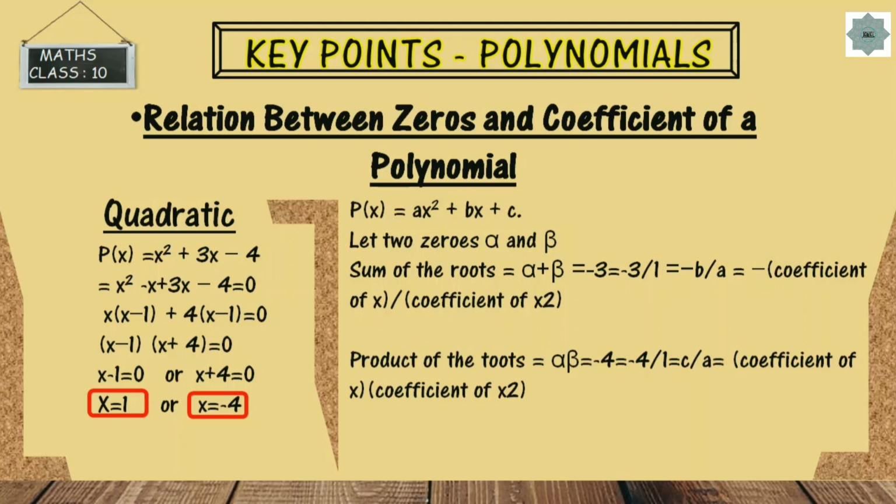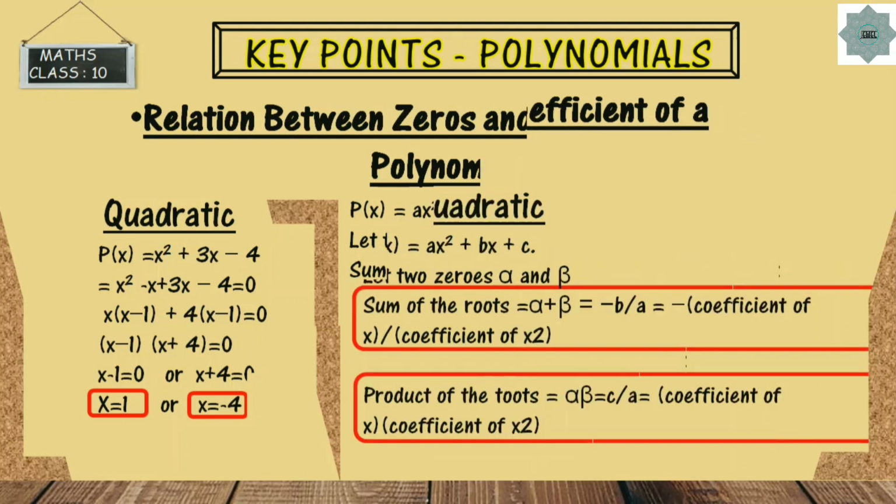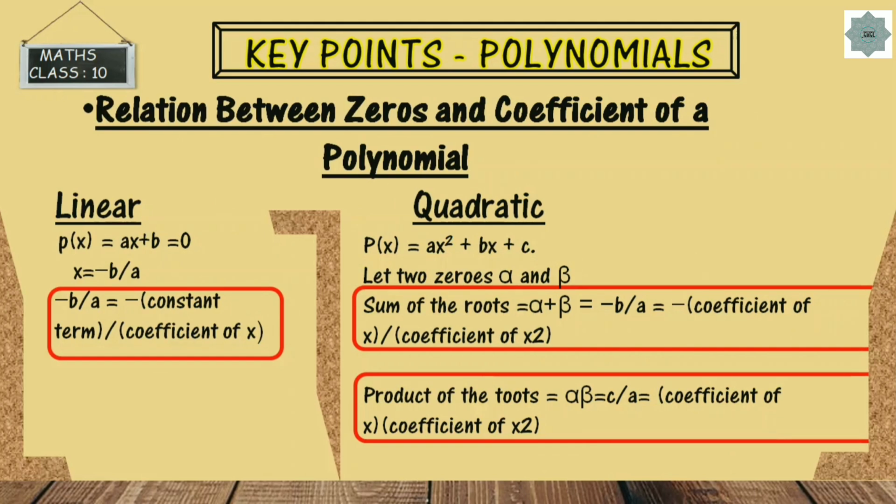Now if we multiply the zeros, we will get 1 into minus 4, which we can write as minus 4 by 1. It is in the form c by a, equal to constant term divided by coefficient of x square. This is for quadratic polynomial p of x equal to ax square plus bx plus c.